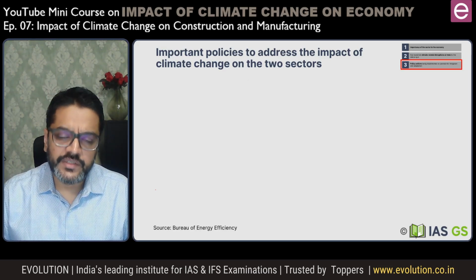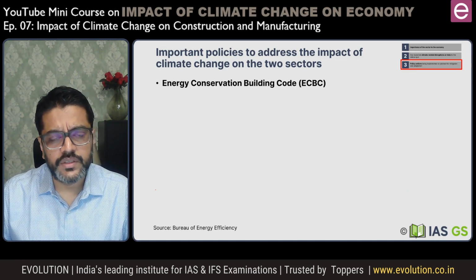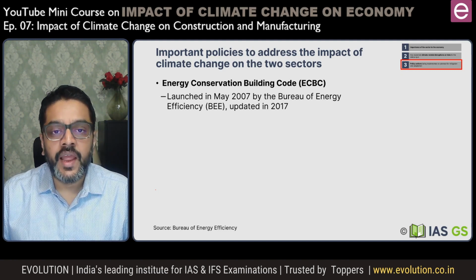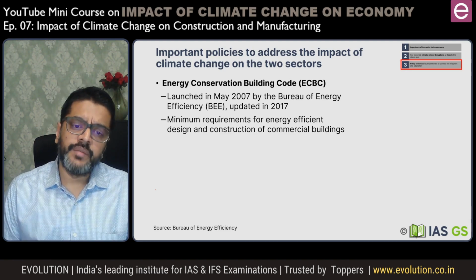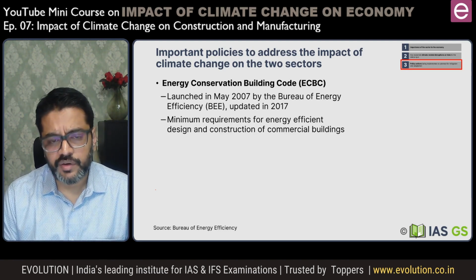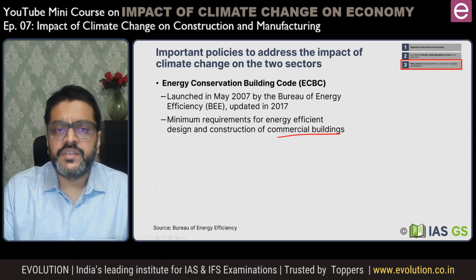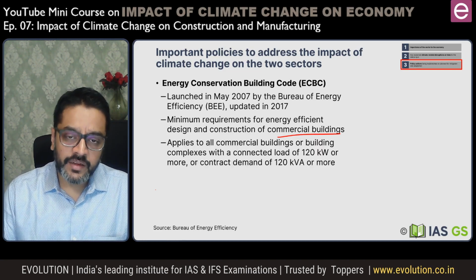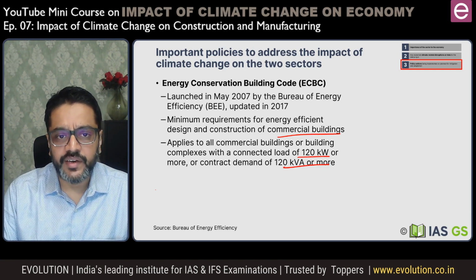So an example of a standard for sustainable buildings is the Energy Conservation Building Code. This was developed by the Bureau of Energy Efficiency in 2007 and updated recently in 2017, right? And it imposes minimum energy efficiency requirements for the design and construction of commercial buildings. So it applies only to commercial buildings, but similar standards are being developed for residential buildings as well, right? And this one applies to buildings having a large requirement of energy.